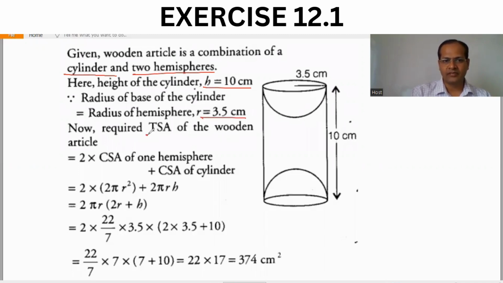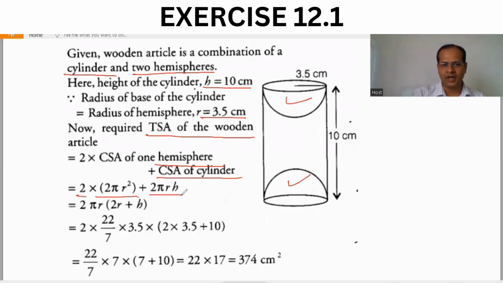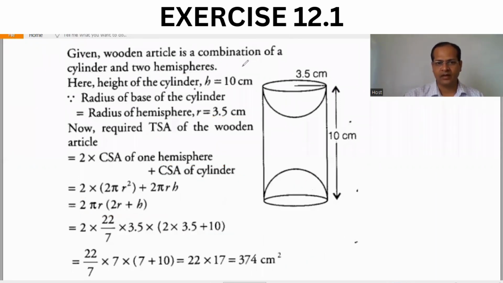So the total surface area of the wooden article is 2 into the curved surface area of the hemisphere, these two parts, plus the curved surface area of the cylinder. That is 2 into 2 pi r square plus 2 pi r h. Substituting the values, with radius 3.5 and height 10, we get 374 centimeter square.